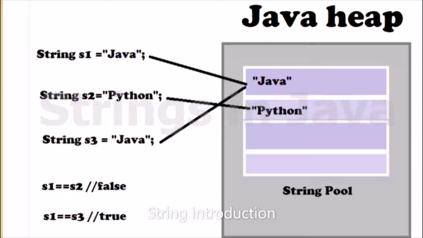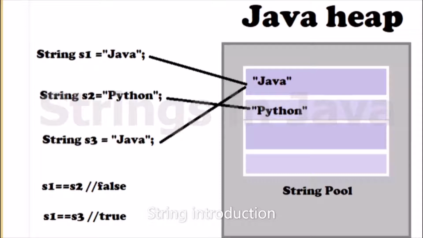If you look at the statement String s1 = "Java", here the Java virtual machine looks into the string pool and checks if the string Java is present. If it's present, then s1 will point to that string, else a new string Java is created and s1 will point to that string. In this case, since no string Java is present in the string pool, the new string Java is created and s1 will point to this string Java.